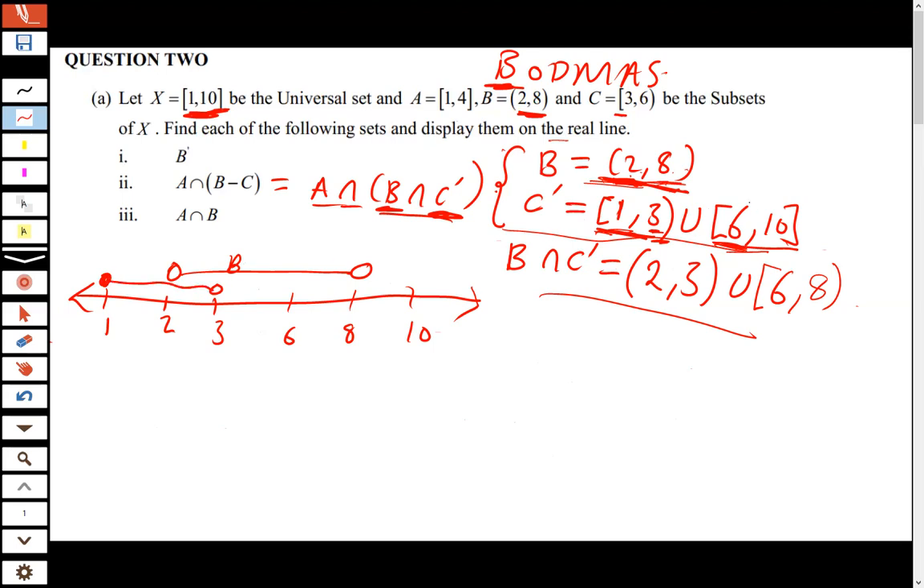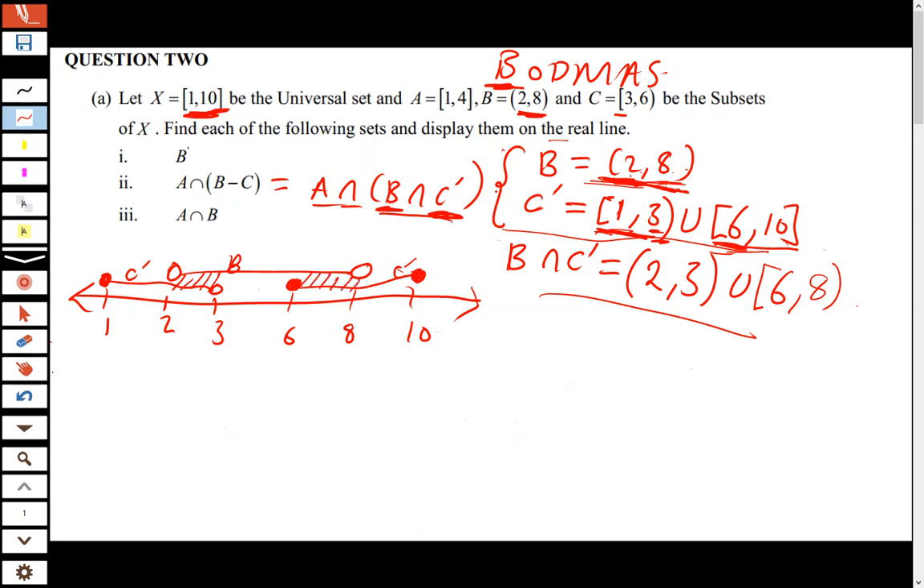Then we also have 6 and 10. So it's also starting from 6 up to 10, but it's closed at both ends. So we're going to close it at both ends. So this is my C complement. This is also C complement. So to find the intersection, I'm going to shade the region where these two lines meet, the line for B and C complement. So at this region, the lines are meeting. Then we also have this region, the lines are meeting.